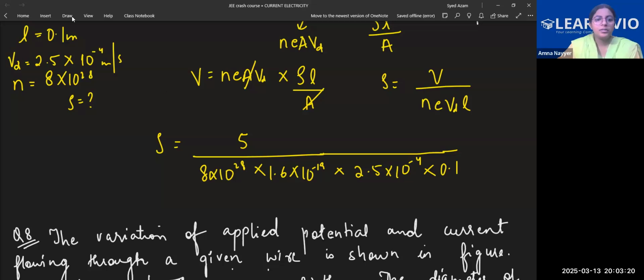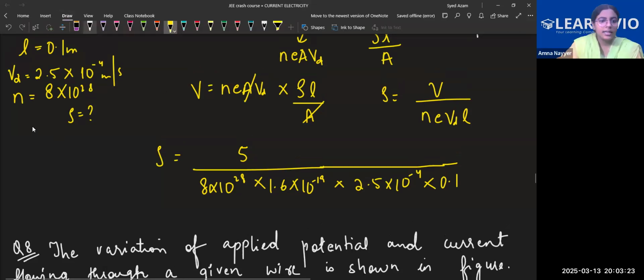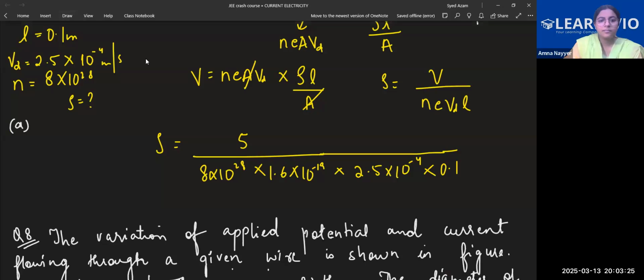I'll give you the options. Just tell me what's the answer you're getting. I'll tell you all the 4 options. Just tell me which option you're getting, because it will help you solve it, because all the options are very close to each other. So you just need to take the powers of 10 and check. This much ohm meter.